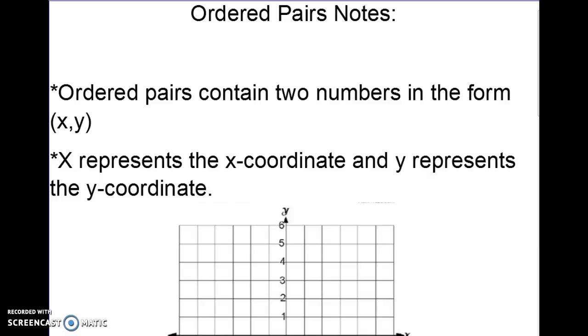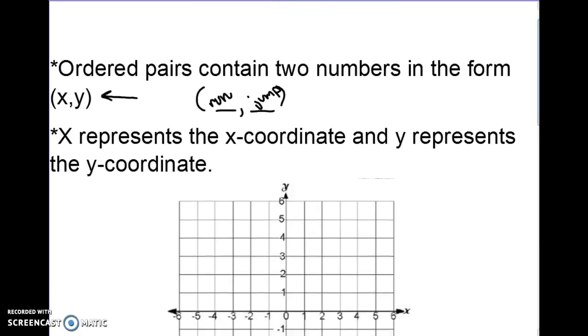Today's notes really are just talking about ordered pairs, and we're talking about angles and different properties of angles. An ordered pair is basically a point, and ordered pairs always look like this. They're always going to have parentheses. You're always going to have a comma in the middle, and it's always going to be two different numbers. Those different numbers represent your x-coordinate and your y-coordinate. Your x-coordinate is how much you run, and then the y-coordinate is how much you jump.